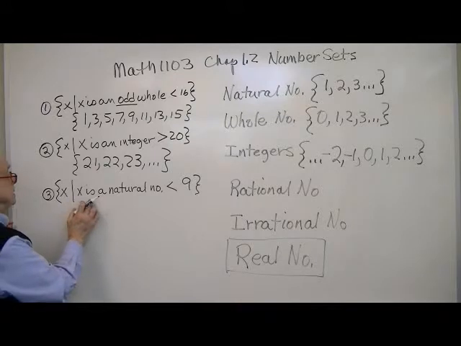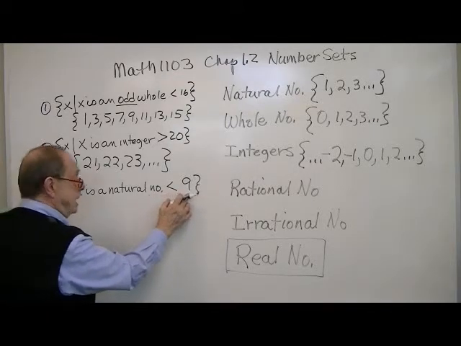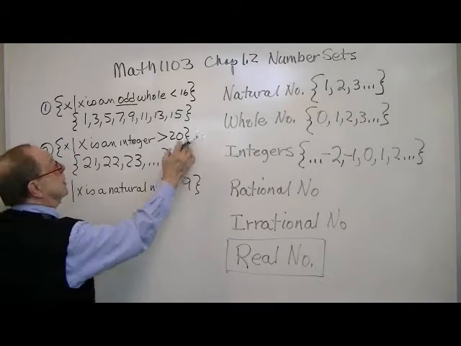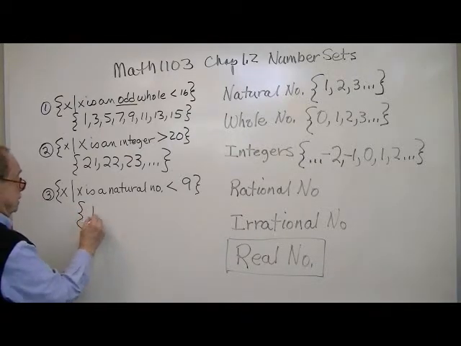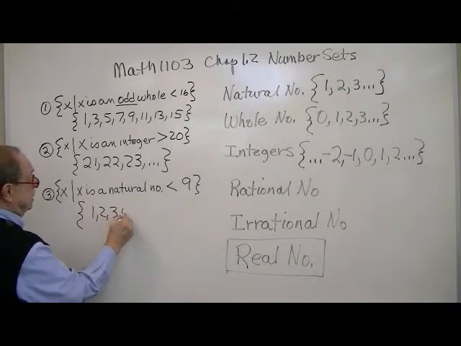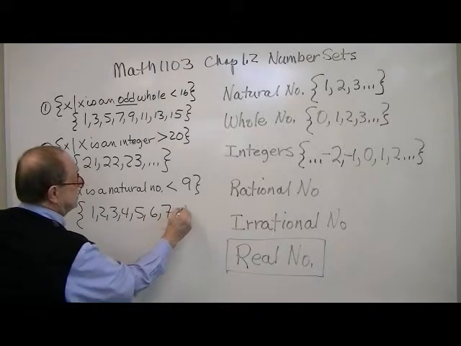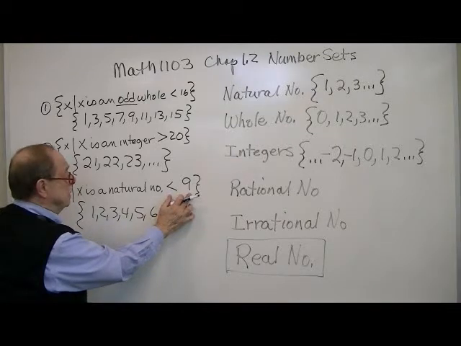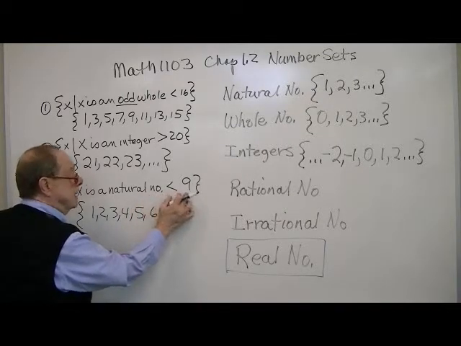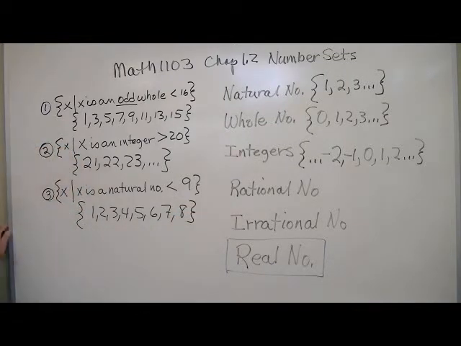All right, x is a natural number less than 9. So we go to our natural numbers, and we would start with 1, 2, 3, 4, 5, 6, 7, 8. Now, you might say, should I put 9 there? Well, it says less than 9. So 9 is not a member of the set.